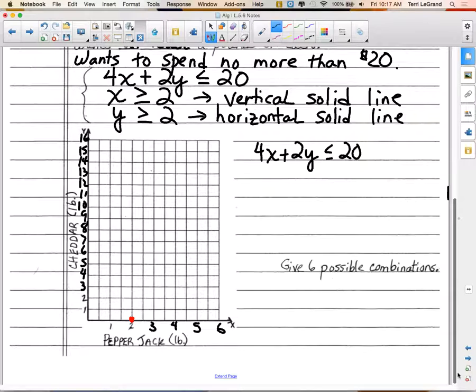So now I'm ready to go draw my solid vertical line that should not go below that 2 because you can't have negative pounds of cheddar. And then I can decide which way I should shade. X is greater than 2. Which way should I shade that one? To the right. Yeah, greater, all the numbers greater than 2. So lightly shade going in one direction that part of the graph.